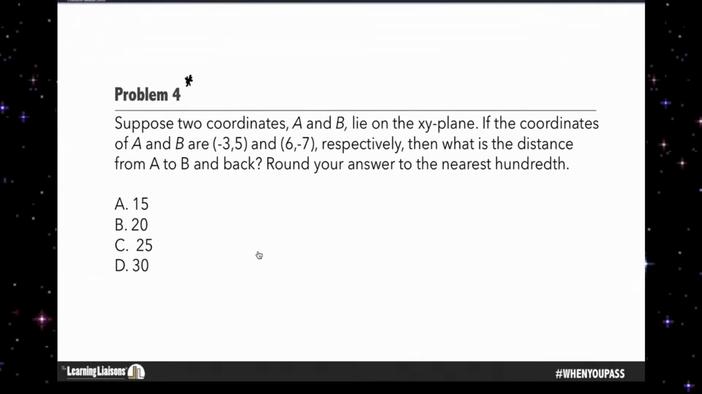Suppose 2 coordinates, A and B, lie on the XY plane. If the coordinates of A and B are -3, 5 and 6, -7 respectively, then what is the distance from A to B and back? What is the distance from A to B and back? Round your answer to the nearest hundredth.